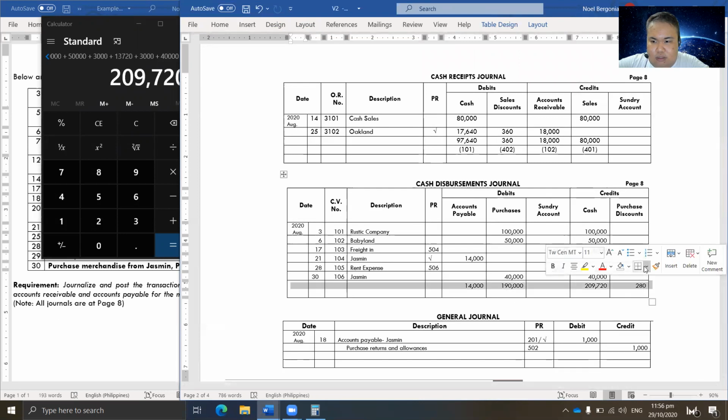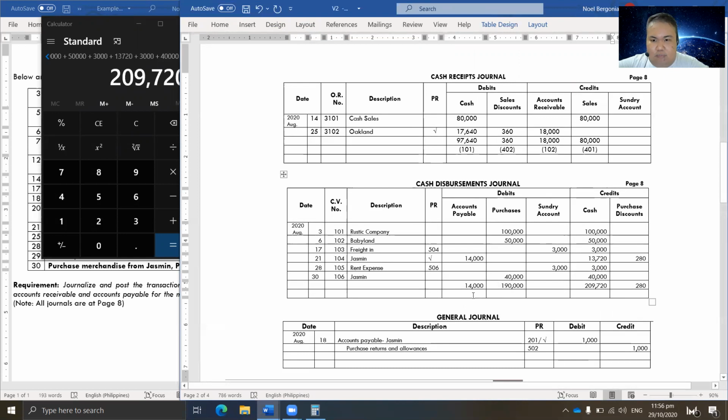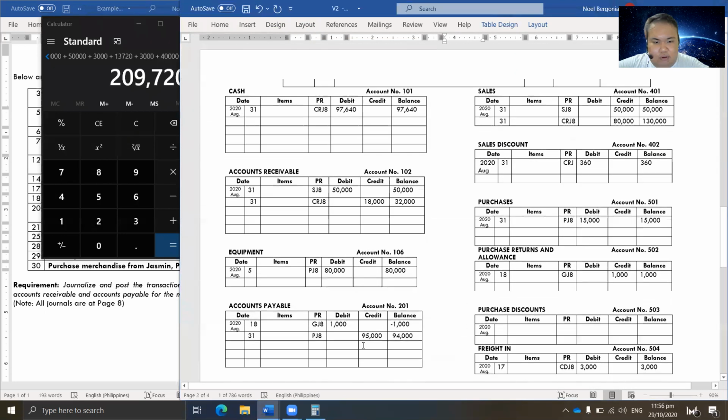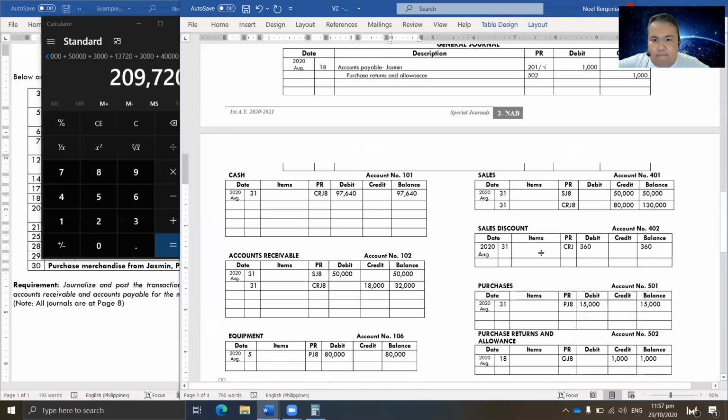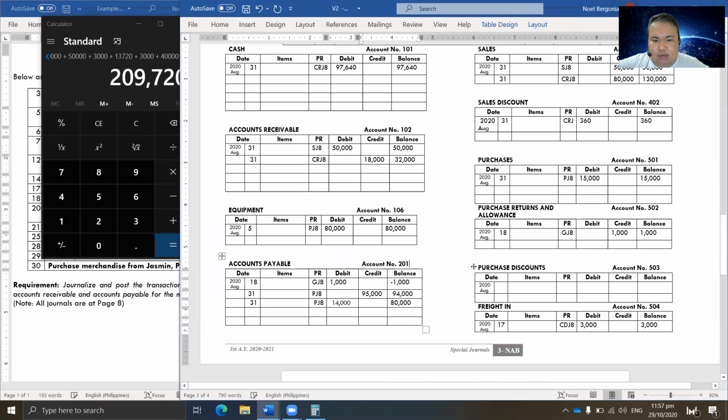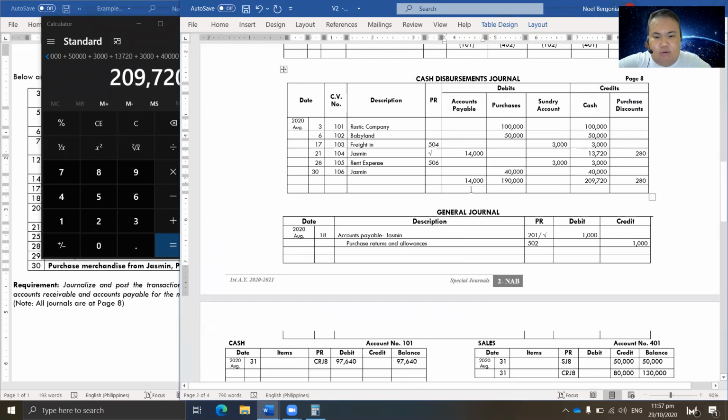Sige, so ayusin ko lang. Okay, so mag-post na tayo. So accounts payable, you have debit to 14,000. So punta tayo sa accounts payable. So accounts payable, you have on 31, PJ8. You have 14,000 na dinebit. Debited 14,000. So our balance would now be 80,000. And then we're done. That's actually 201. So sa column accounts payable, we have 201.